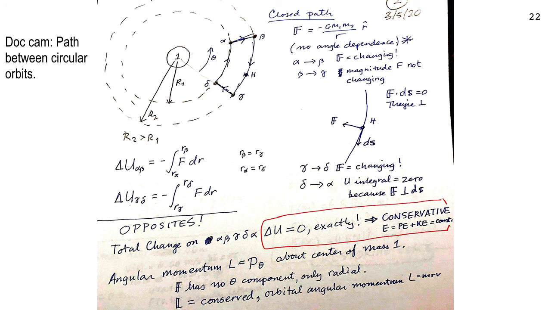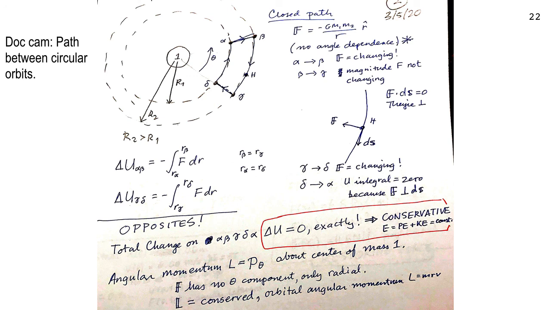Now, is there any relationship between these two integrals? That is correct. In fact, R beta is equal to R gamma. And R alpha is equal to R delta. So these two things are opposites. And therefore, the total change on alpha, beta, gamma, delta, alpha, a closed path, delta U is zero. Exactly. All right. And that's a closed path.